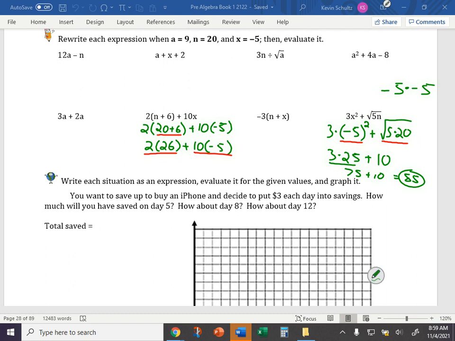What's 2 times 26? 52. What's 10 times negative 5? 10 times negative 5 gives us negative 50. Since I'm adding 10 times negative 5, and since 10 times negative 5 is a negative 50, you've seen this before. What's really going on here? 52 plus negative 50. What's really going on, Colin?